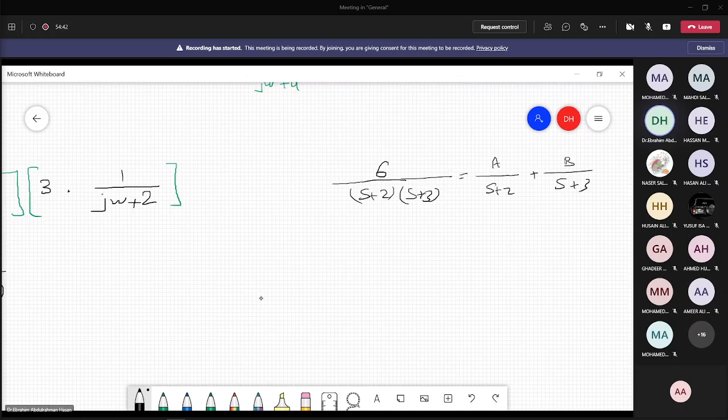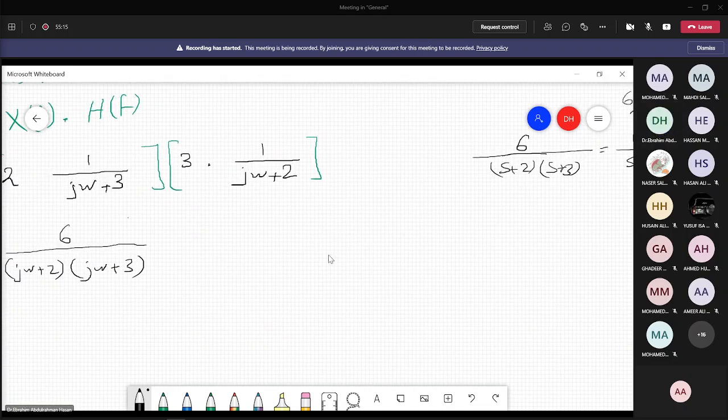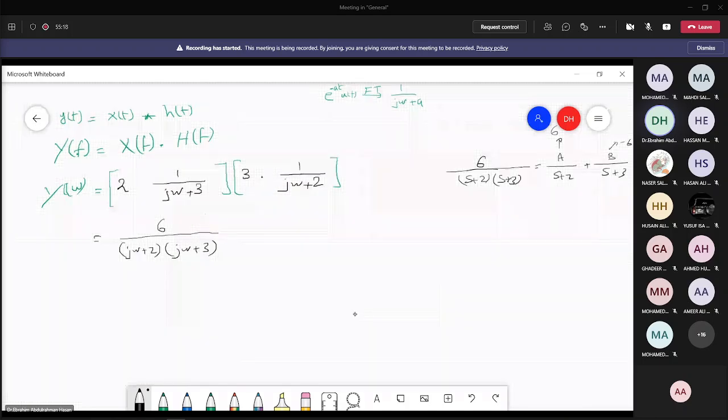Multiply this one by s plus 2 and substitute s with minus 2. So 6 divided by minus 2 plus 3, which is equal to 6. So A is equal to 6. Again, to find B, multiply this one by s plus 3 and substitute s with minus 3. So minus 3 plus 2 is minus 1, and 6 divided by minus 1 is equal to minus 6. So this one is equal to 6 divided by s plus 2 minus 6 divided by s plus 3.